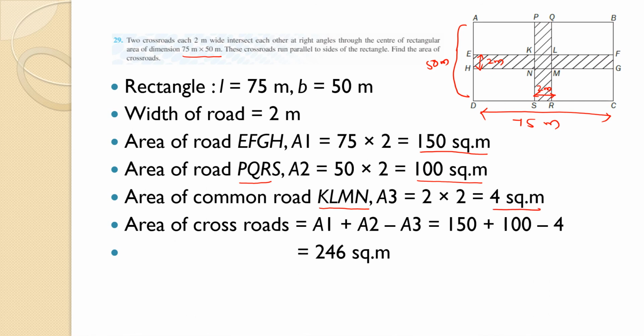Now I have to find the area of the crossroad, which is equal to A1 plus A2 minus A3, that is 150 plus 100 minus 4, which is equal to 246 square meter.